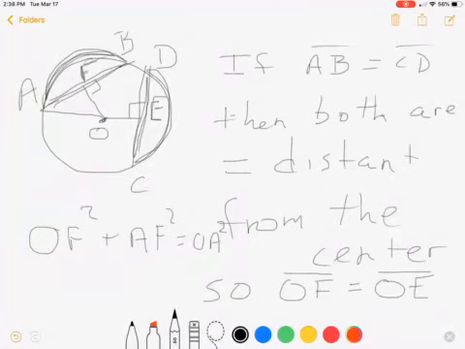Since the chords are equal, their arcs are equal. So the arc ST is equal to the arc SR, but we also know that a central angle equals its arc. So if the angle is 93, the arc ST is 93. And that makes the arc SR the same.